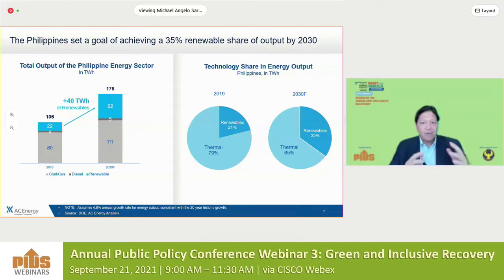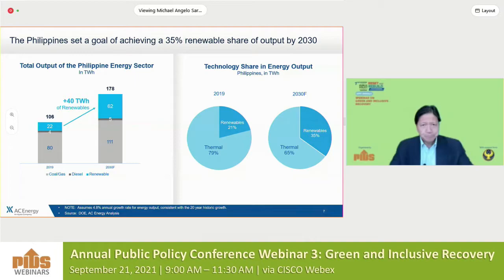However, it dropped all the way to 21% because of the coal plants being built up over the last decade to serve the strong electricity demand in the Philippines in a cost-effective and reliable manner. So in the next 10 years, if we are going to achieve a 35% share of output, on the left-hand side, you will see how much renewables should grow in terms of terawatt hours, or in terms of output. It has to triple from 22 terawatt hours of renewables in 2019 to around 60 terawatt hours, or 60 billion kilowatt hours of renewable output by 2030. That's the simple mathematics of our power supply and demand.